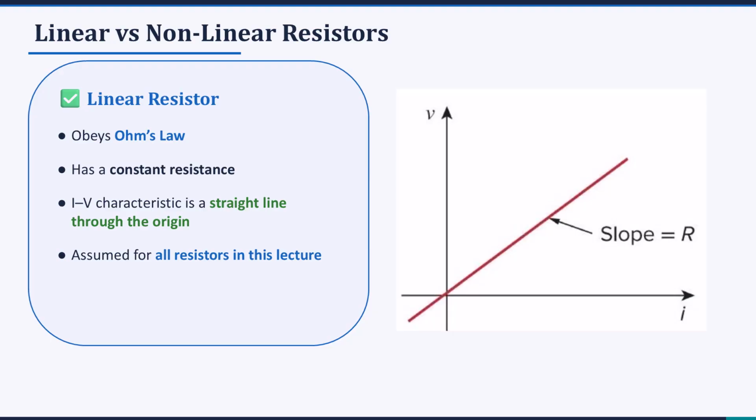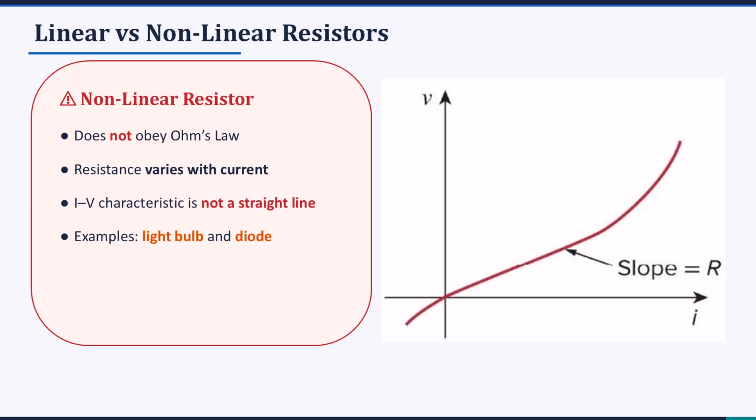For this entire lecture, and for most of your first year, we will assume all resistors are linear. This is a reasonable and very useful simplification that allows us to build powerful tools for circuit analysis. Now, nature is not always so cooperative. Not all components obey Ohm's law, and that brings us to nonlinear resistors.